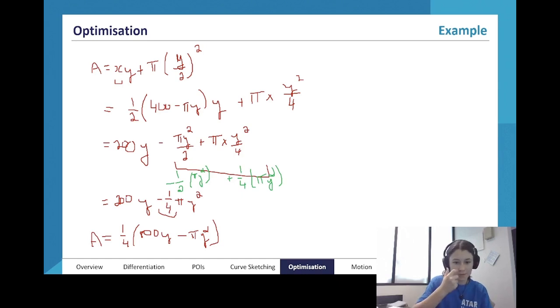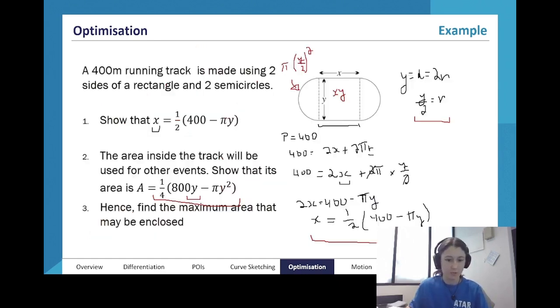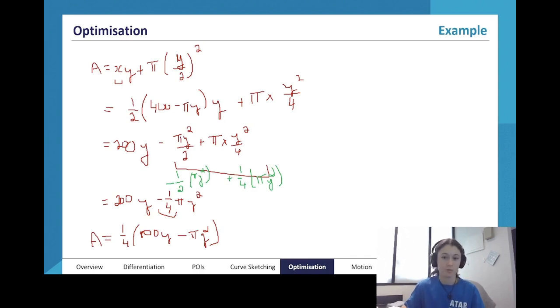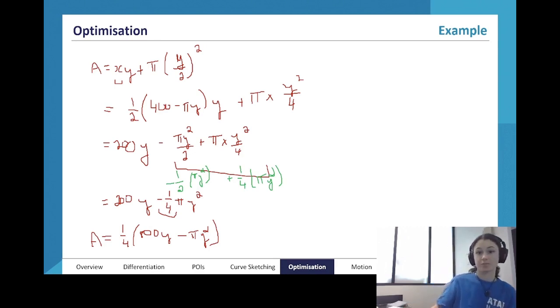Okay, so now that we have that, what we need to do is get onto the next part of the question, which is to find the maximum area that may be enclosed. So remember, a maximum value occurs at the stationary point. So we're going to need to find when the derivative is equal to 0, and then we need to confirm that that value is actually the maximum value and not a minimum stationary point.